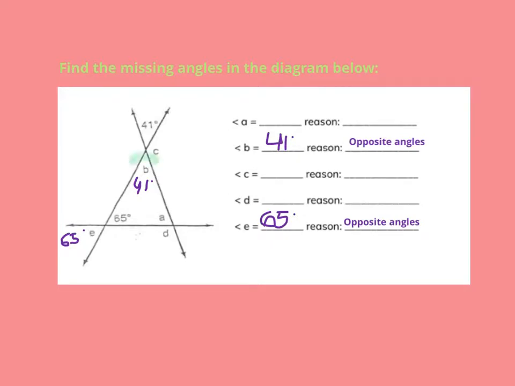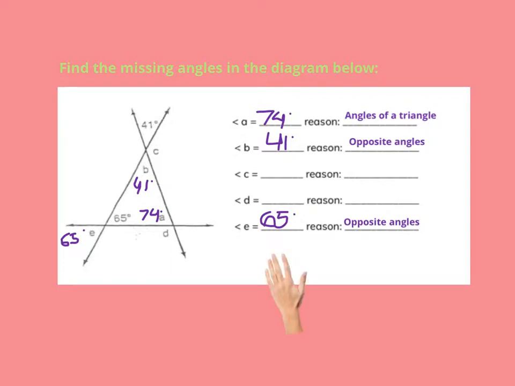And now that I know these two interior angles of the triangle, I can figure out A because they have to add up to 180. So 180 minus 41 degrees minus 65 degrees is going to equal 74 degrees for angle A, and the reason is because angles of a triangle equal 180.